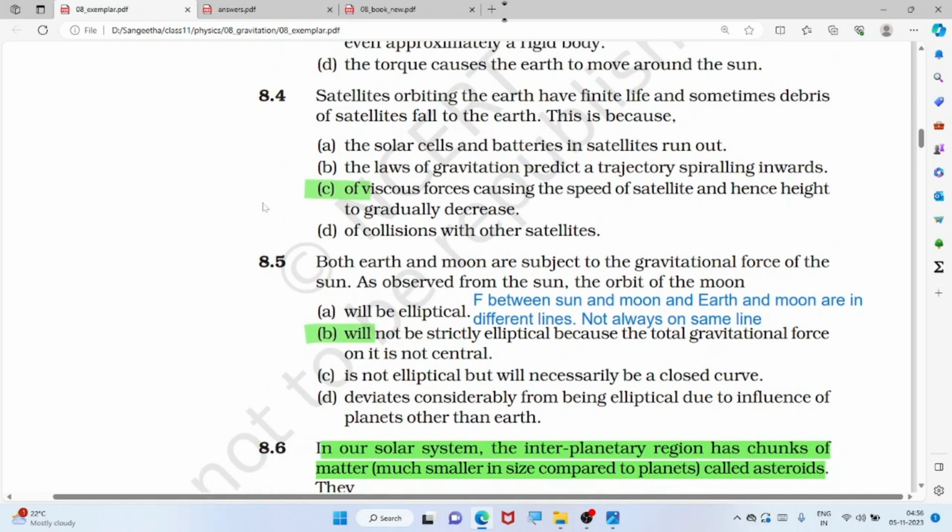Satellites orbiting around Earth have a finite life, and sometimes debris of the satellites falls on Earth. This is because the viscous force causes the speed of the satellite, and hence the height, to gradually decrease.